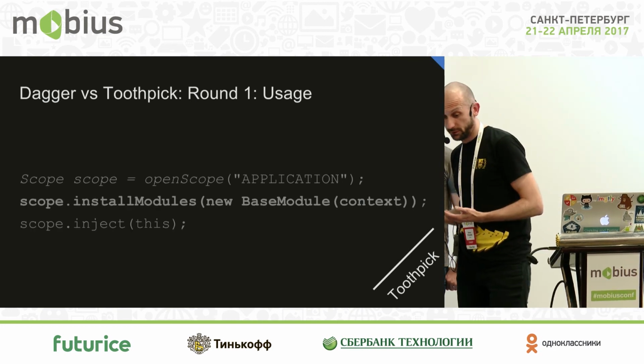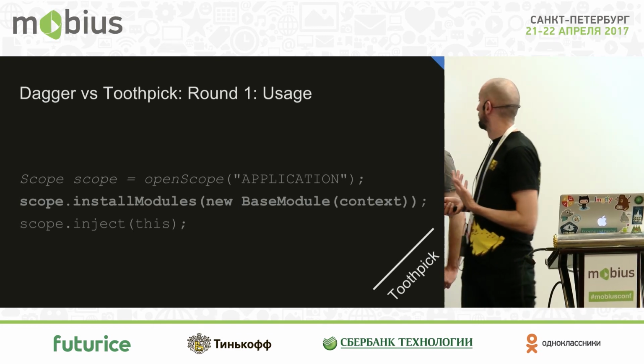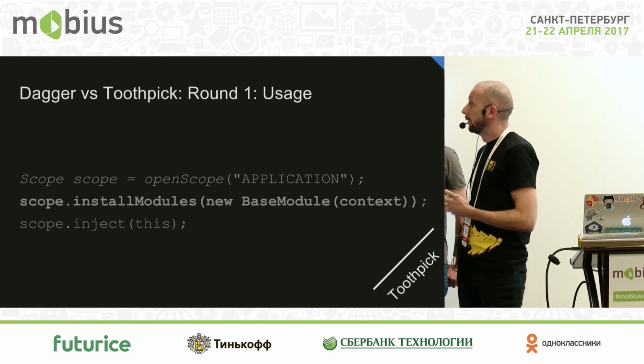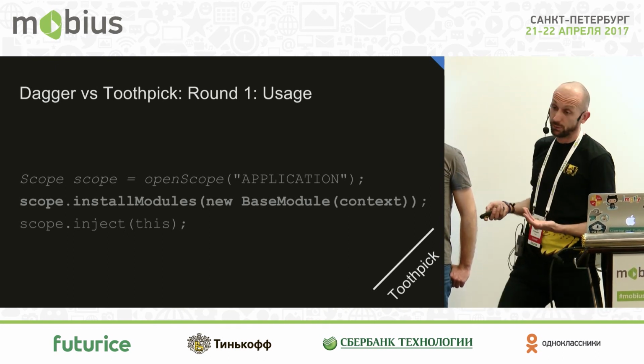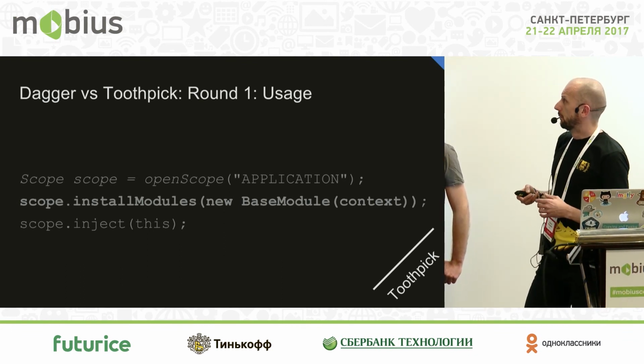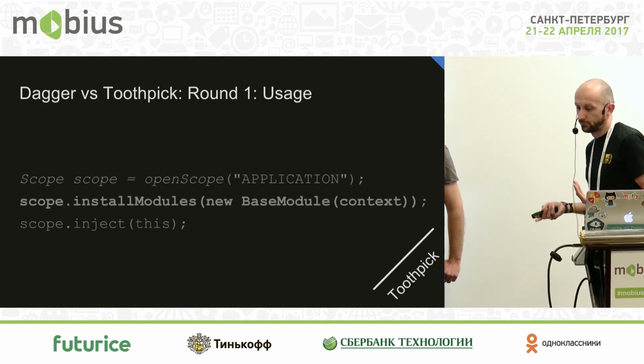There are also modules in Toothpick. So if you need a module with specific classes, for example, how to map an interface to a specific class, you would install a module. It looks very, very similar. So you just add it to the scope instead of this component. Because if I remember correctly, the idea of a component is not in the JSR, and Toothpick is not following this model.